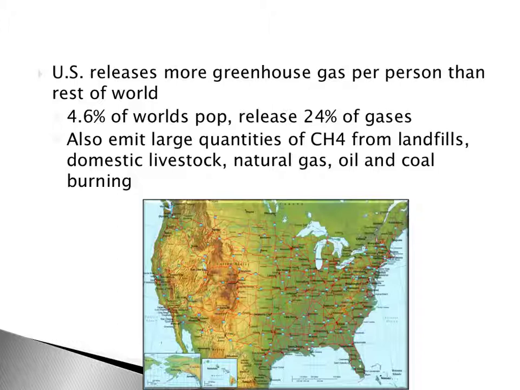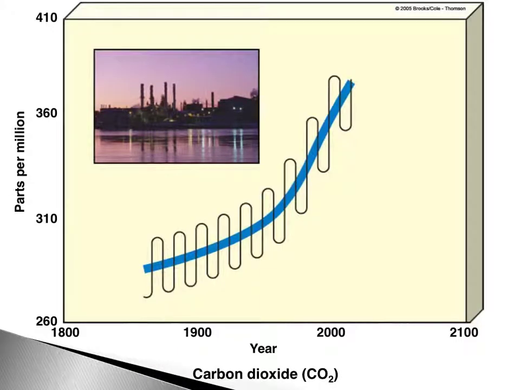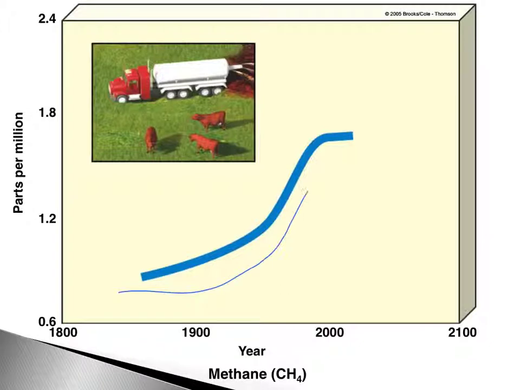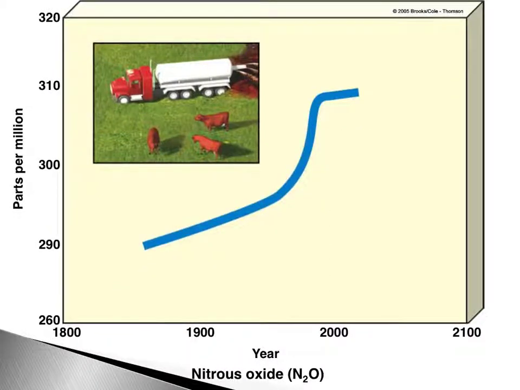We also emit large quantities of methane, that's CH4, from landfills. So we throw a lot away. We're a throwaway society. Domestic livestock, natural gas, oil, and coal also contribute. You can see a little chart here. Carbon dioxide in the United States is going up since the late 1800s. With that, methane is going up, but kind of stabilizing a little bit more because we have sanitary landfills. And what we're doing now, a very good thing, is tapping into that methane and pulling it out to make energy. That's stabilizing it a little bit.